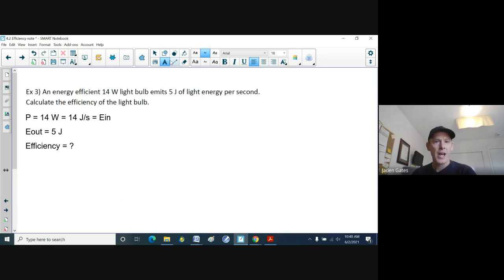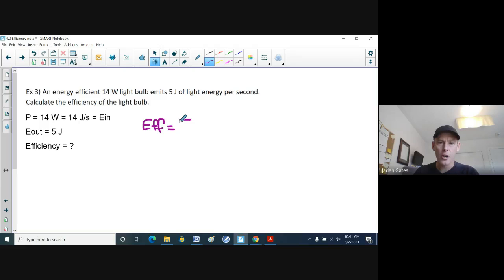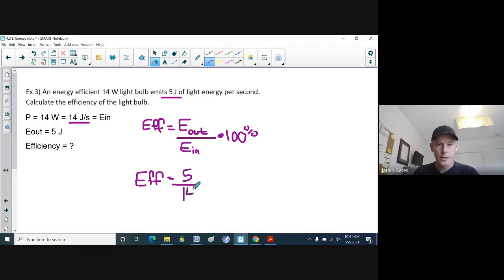All right, so again, I'm going to plug in. It's a different light bulb here, but same idea. We have our efficiency is equal to our energy output, and our E in on the bottom, times 100%. So our efficiency this time: output was 5 joules, it took up 14 joules, and I'm going to have to multiply by that 100%.